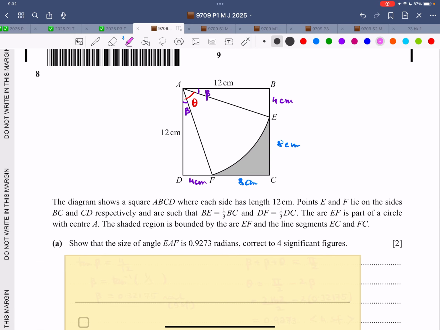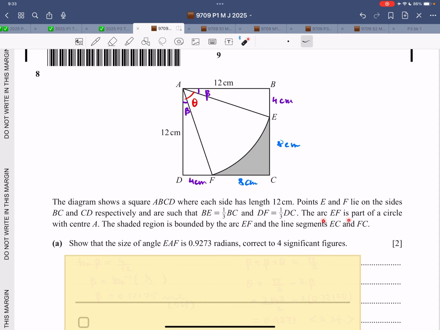Question number 8. Now question number 8, it says the diagram shows a square where each side has length 12 centimeter. So it's a square 12 by 12. Points E and F lie on the sides respectively such that BE is 1/3 BC. So BE, where is BE? That's BE is 1/3 of the whole thing. So if this is 12, 1/3 of 12 is 4. The same goes for this. DF is 1/3 of DC.